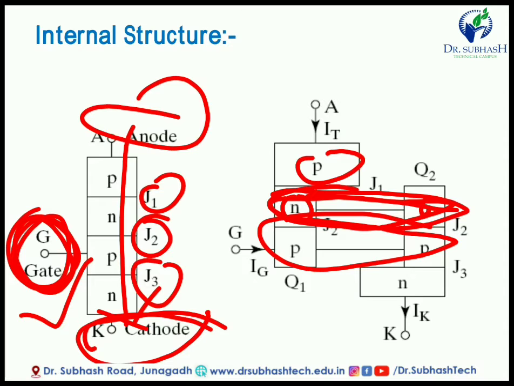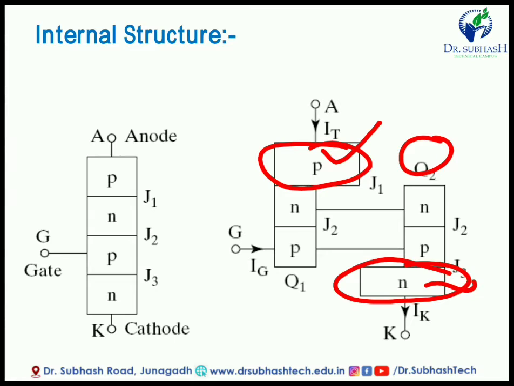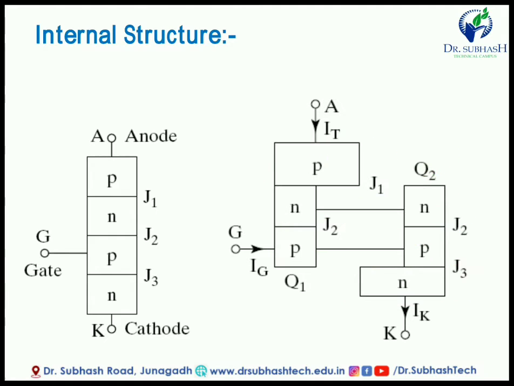But here you have to remember this P type material and this N type material are not connected to each other, means the P region of Q1 is not connected with Q2, and the N region of Q2 is not connected with Q1. Only these two regions are connected to each other and make junctions J1, J2 and J3.